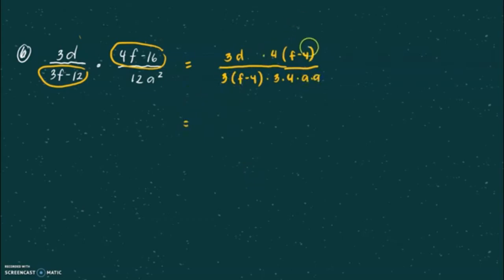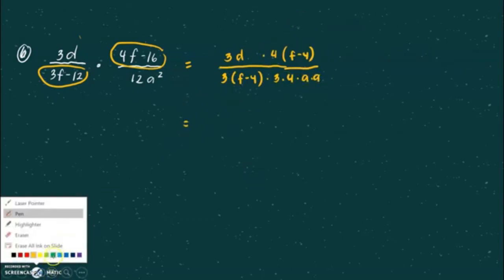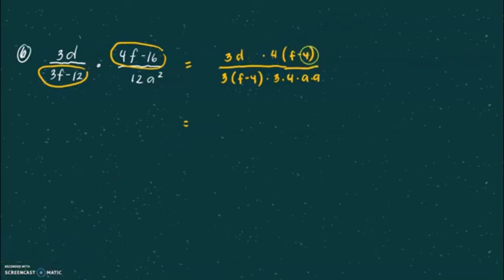Now let's divide out common factors. So we have f minus 4 and f minus 4. We have here 3 and 3, and we also have 4 and 4. So we are left with, in our numerator, d over 3a times a. Simplify, you have d over 3a squared. And that's already our final answer.